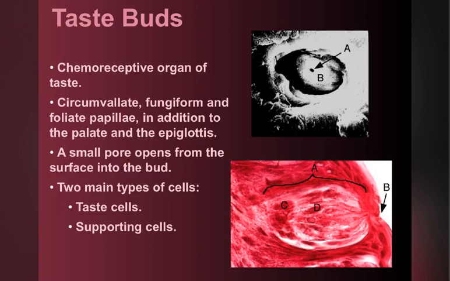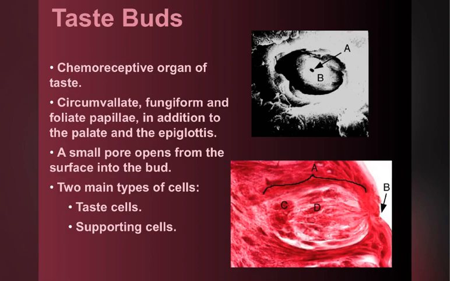Taste buds are chemoreceptive organs of taste. They are found in circumvallate papillae, fungiform, and foliate papillae, in addition to the palate and the epiglottis. Palate includes hard palate and soft palate. The epiglottis is located posterior to the most posterior region of the posterior 1/3 of the tongue dorsum.